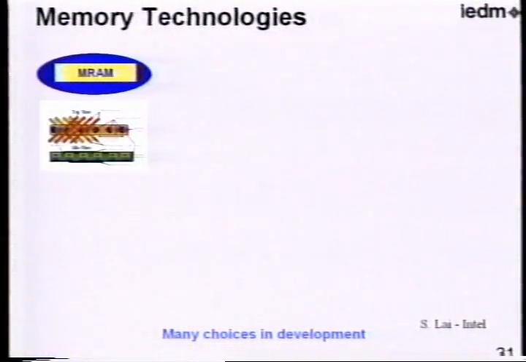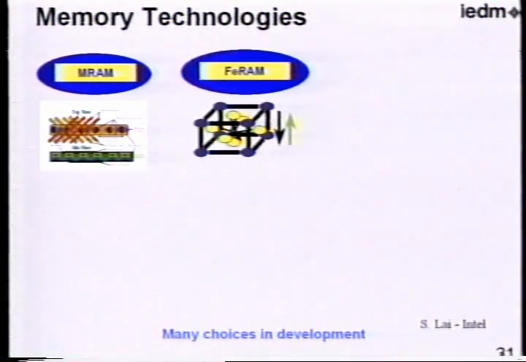The MRAM is magnetic memory. It's based on a giant magnetoresistance application. Basically, it's a magnetic state that allows electron tunneling to go on or off, so it looks like a resistance at the bit. There's FeRAM or FRAM, which some companies, my company in fact, is looking at seriously, or actually just announced.